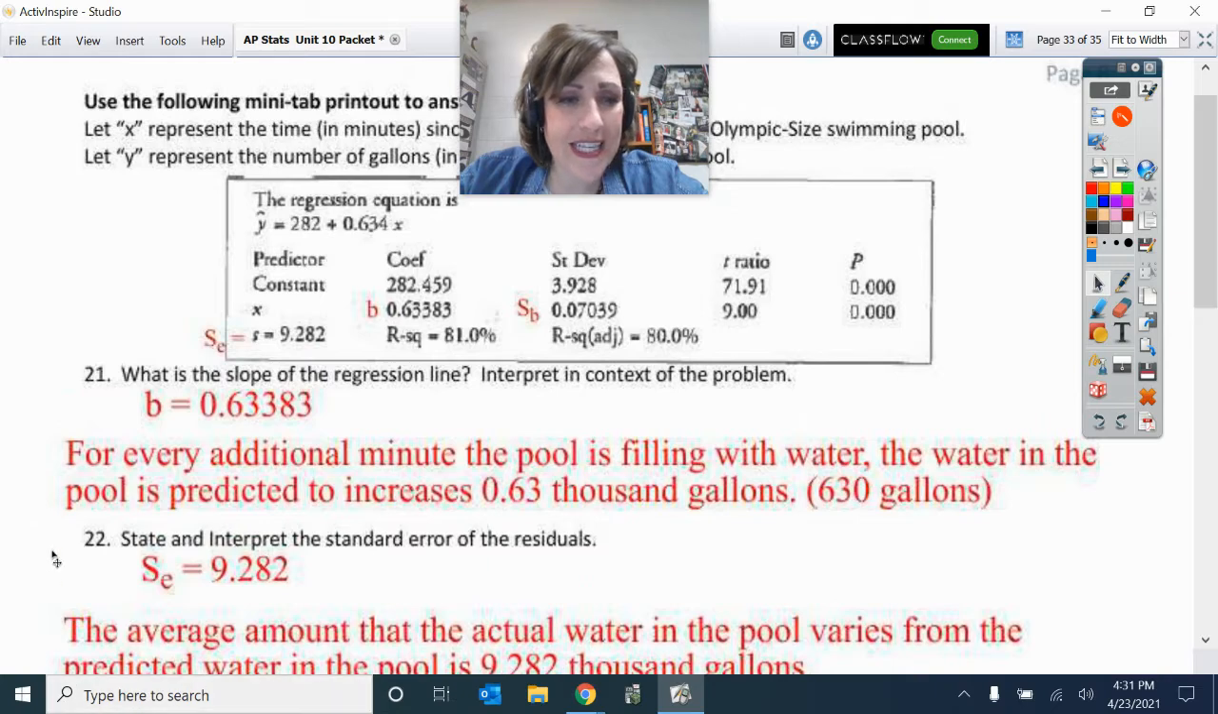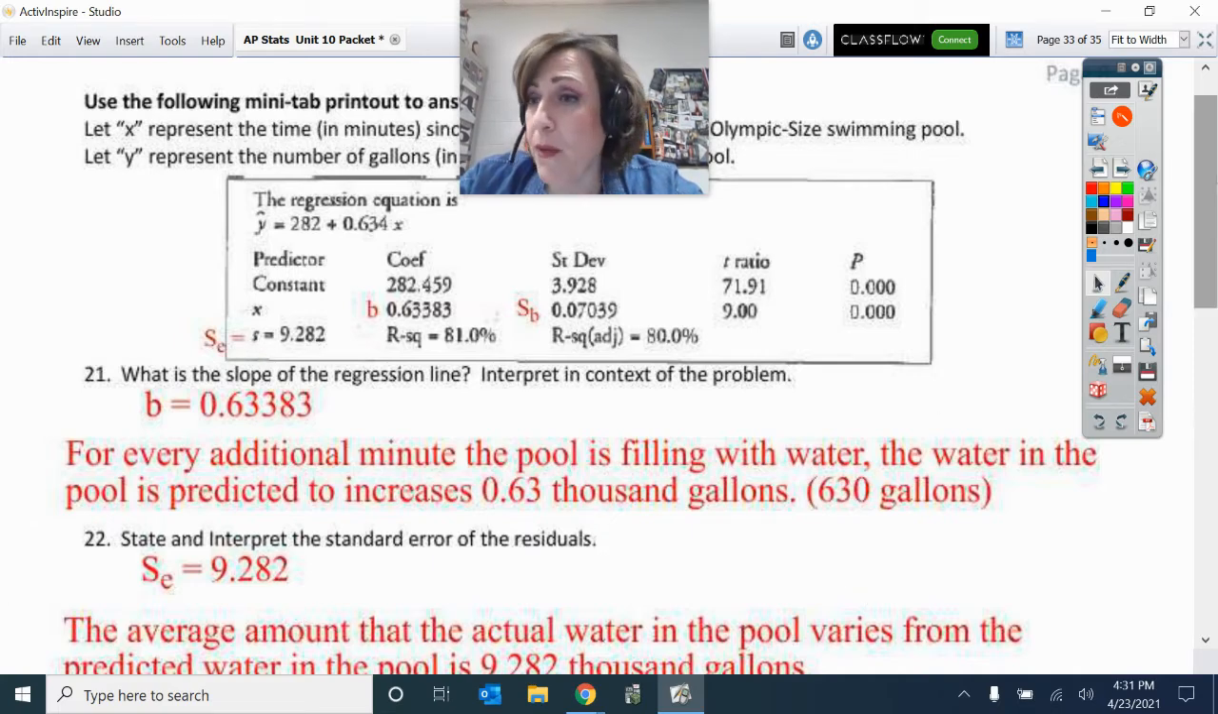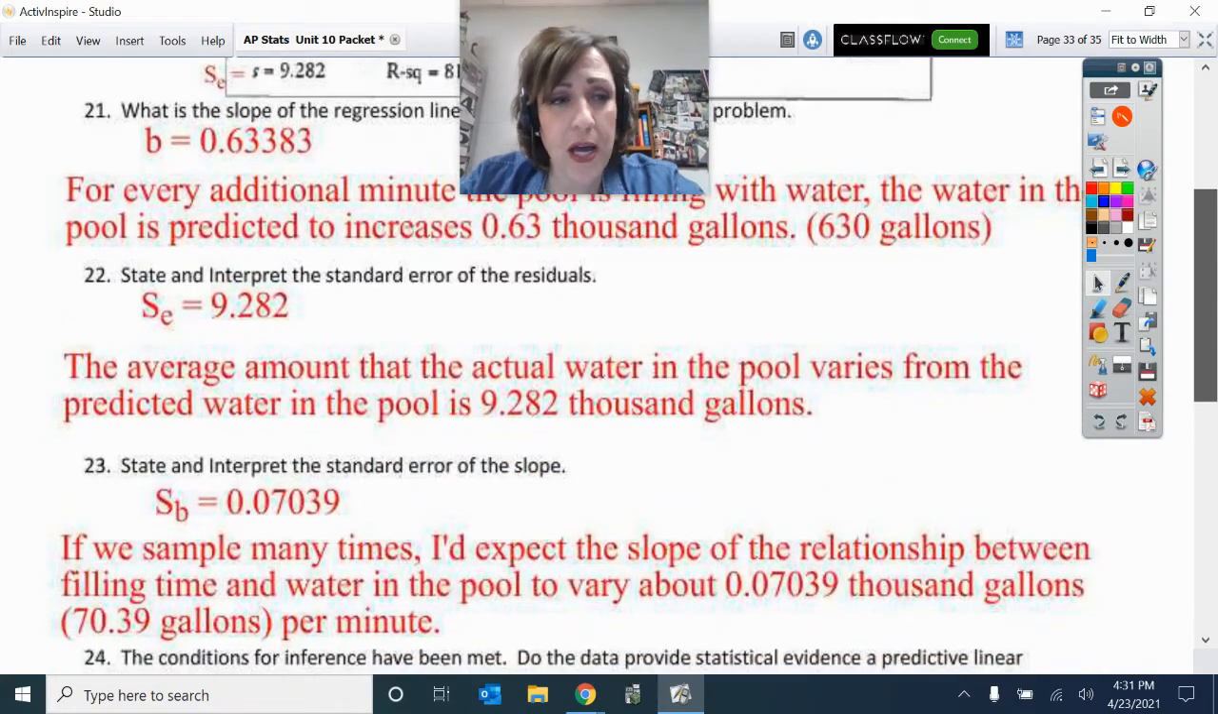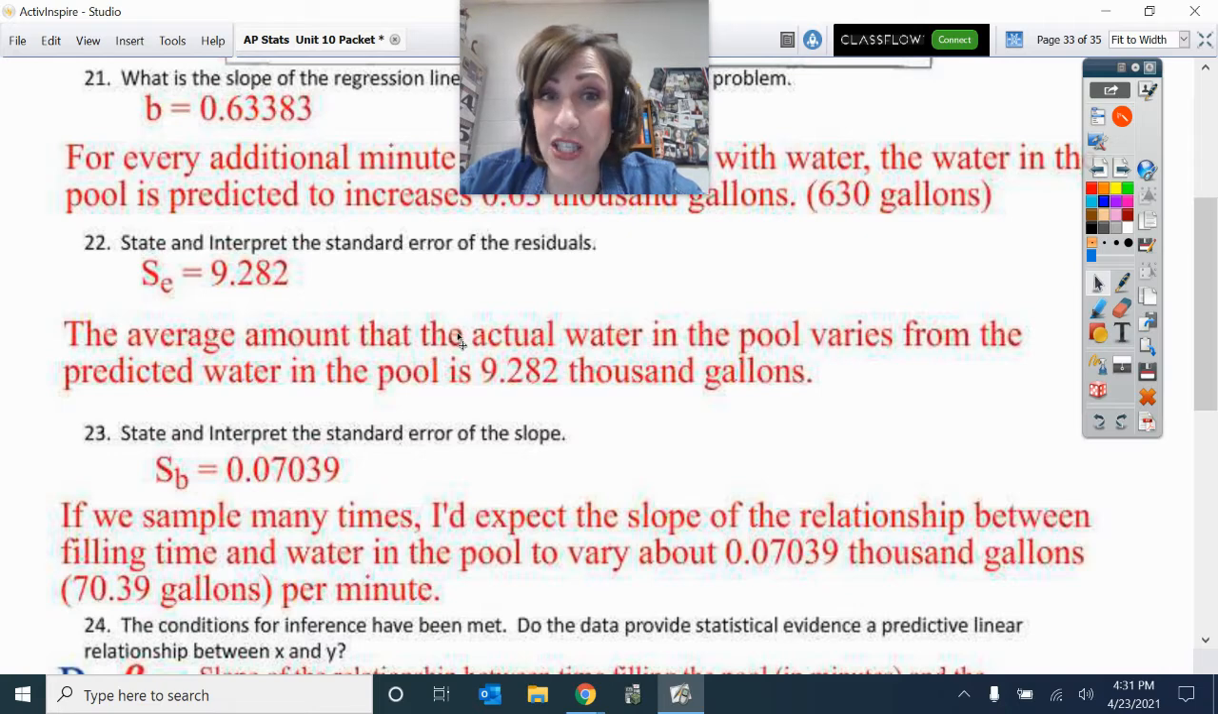Next, 22, state and interpret the standard deviation of the residuals. That's the errors. The S with the little e is the standard deviation of residuals. So this is saying the average amount that the actual water in the pool varies from the predicted water in the pool is 9.282 thousand gallons. That seems like a lot to me, 9,282 gallons. But yeah, I don't know. Maybe this pool is gargantuan, and so that's not really that much variation in what's actually in there versus what's predicted to be in there.